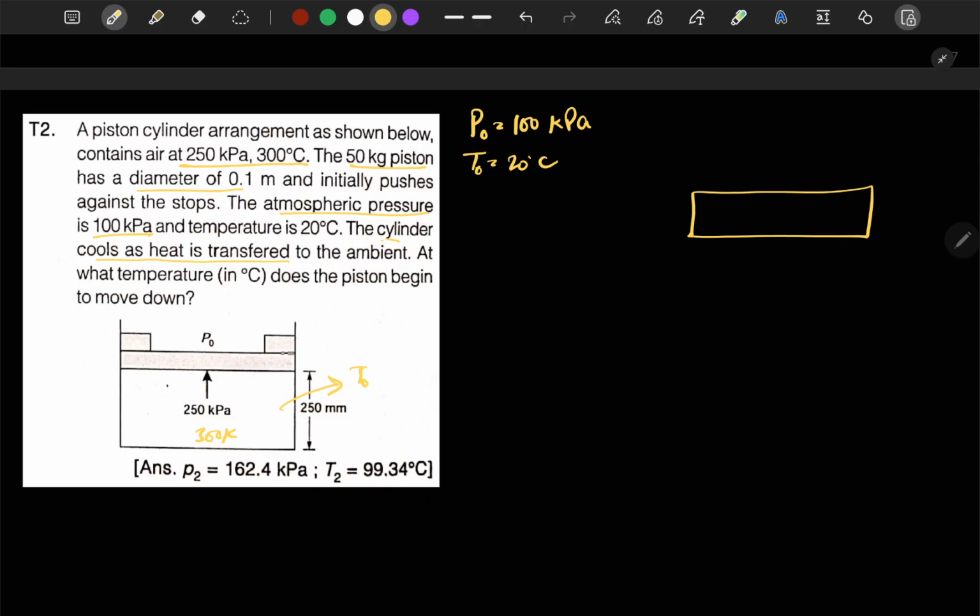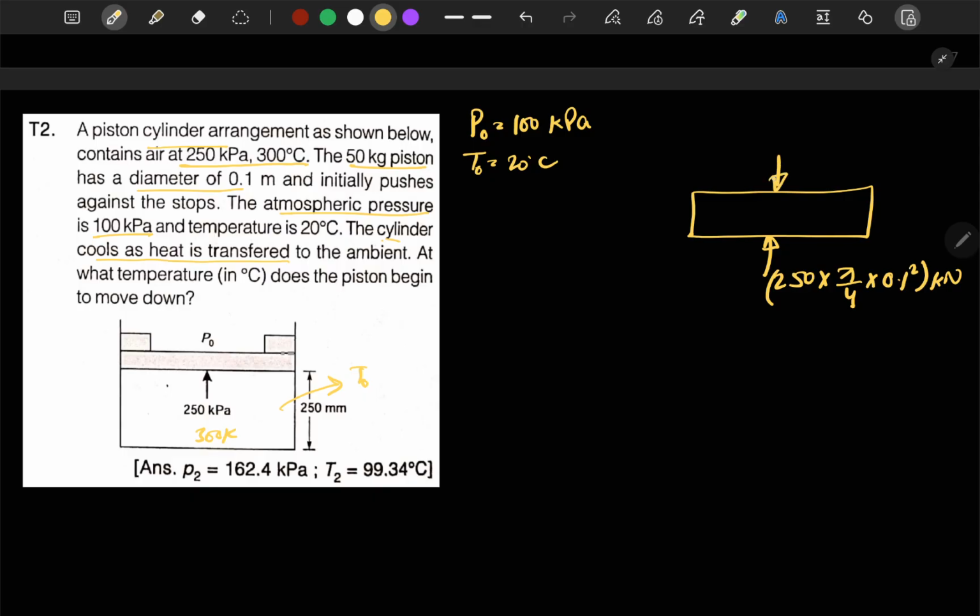So this is our piston, and the upward force acting here will be 250, that is pressure into area. Area is pi by 4, since this is mentioned as a cylindrical piston, so pi by 4 into d square. The diameter is 0.1 meter. This gives the upward force in kilonewton that will be acting on the piston.